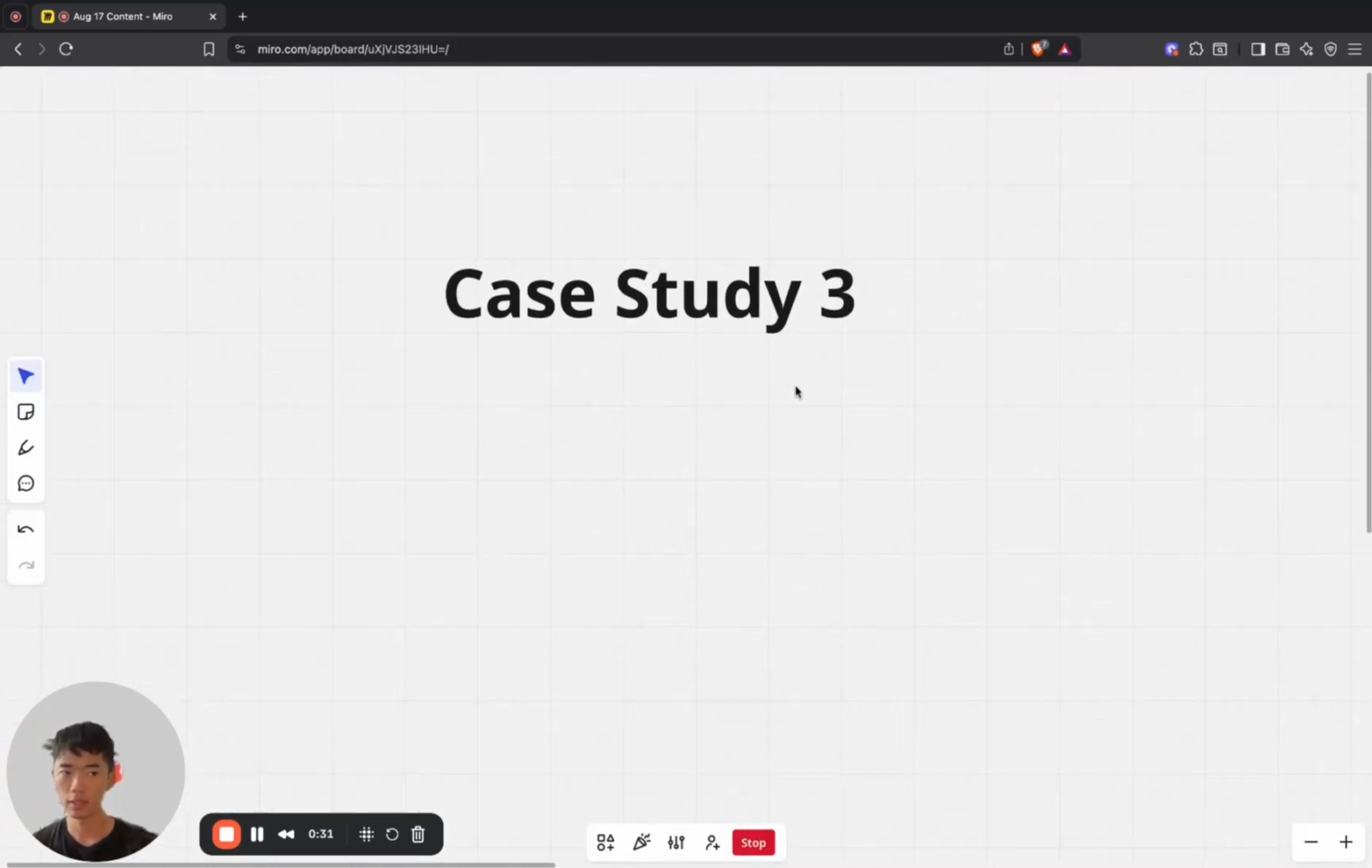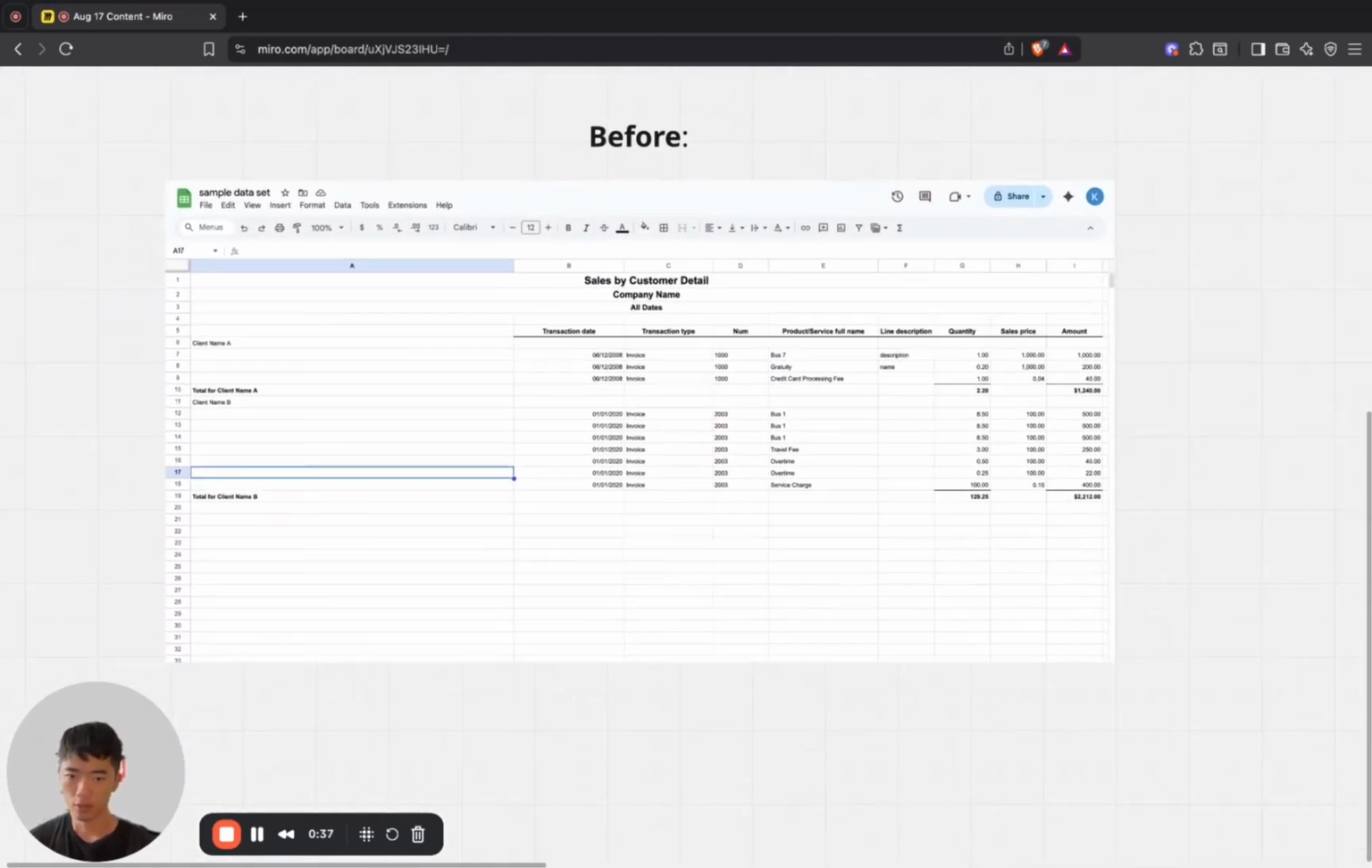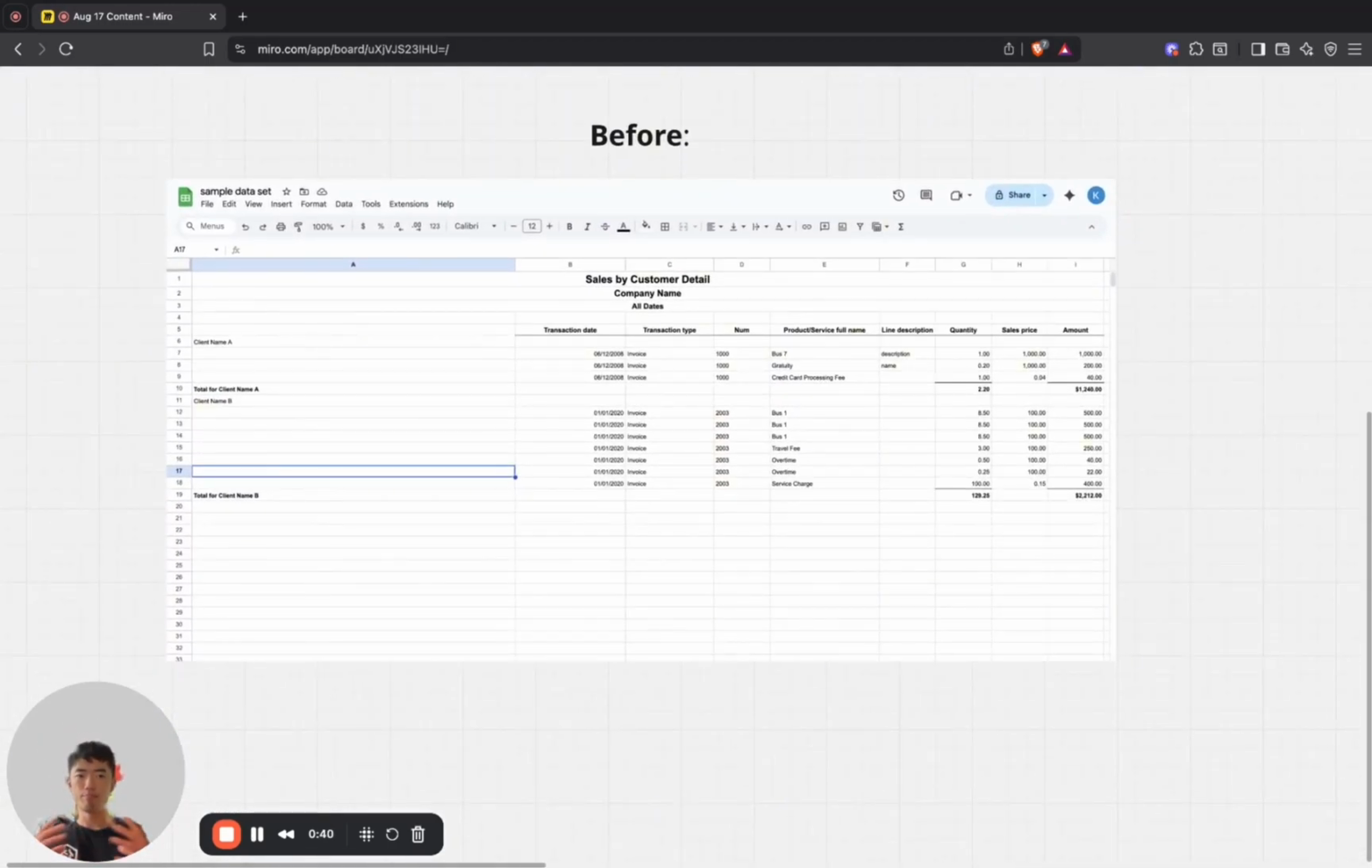So one of the recent projects I've taken on was actually for a charter bus company. They had a big data set of invoice data that looked kind of like this. Now, obviously, they had way more than this, and if this looks familiar, it's because it's what the exported QuickBooks data looks like. And so we'll show you right now what the data actually looks like.